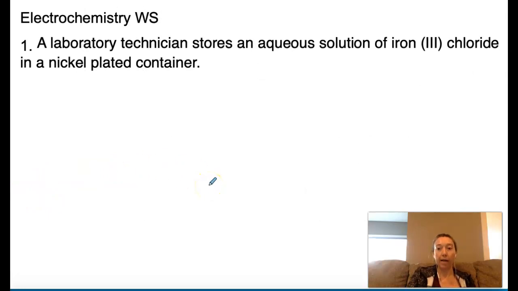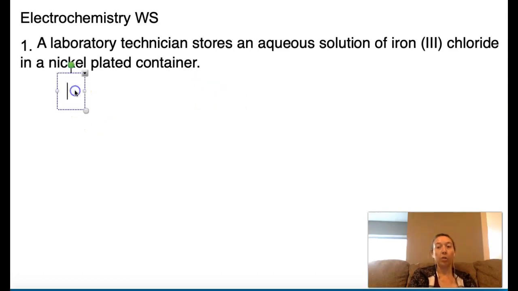Okay, so let's look at an example of what this would look like. So this comes off of the electrochemistry worksheet in your redox booklet. Okay, so it says, a lab technician stores an aqueous solution of iron 3 chloride in a nickel-plated container. So on this worksheet, it was asking you to follow those 4 steps that we talked about in the last slide, as well as it asks you to identify whether this reaction is going to be spontaneous or not. So first thing we're going to start by doing is listing out everything we have and deciding whether something is an OA or an RA.